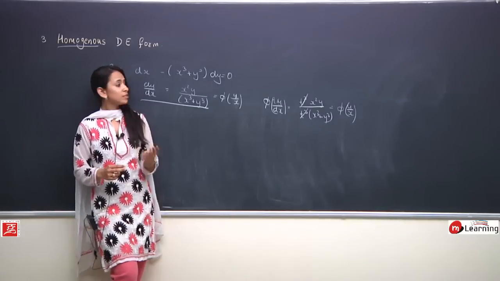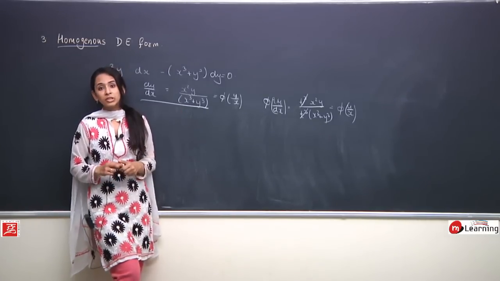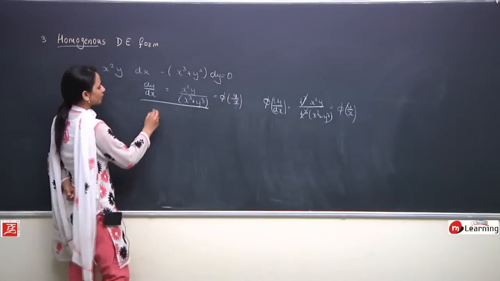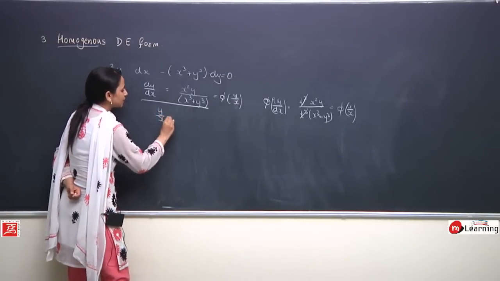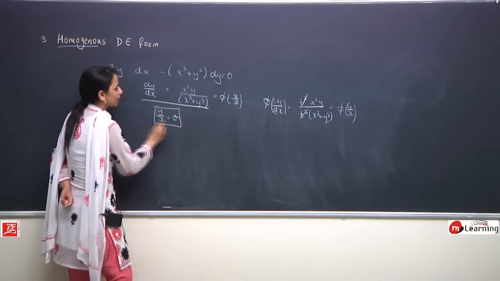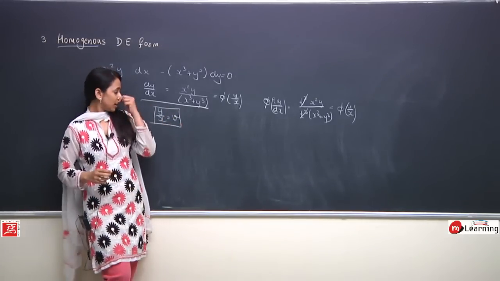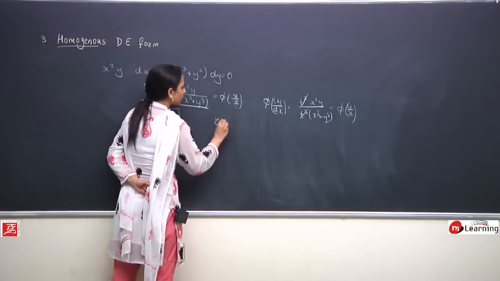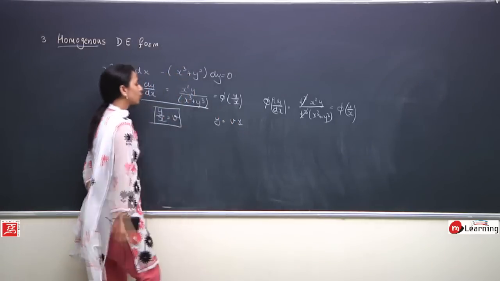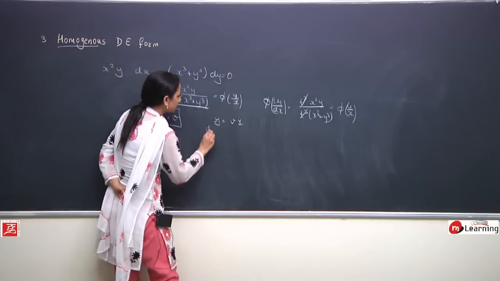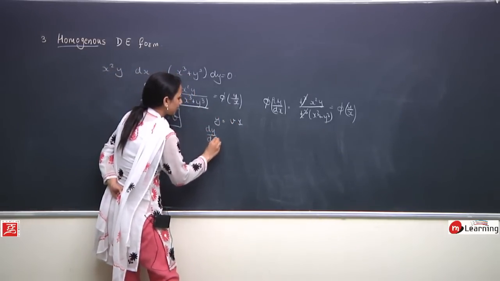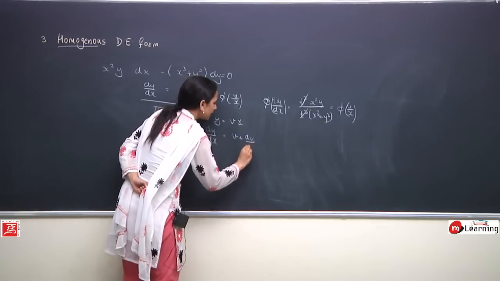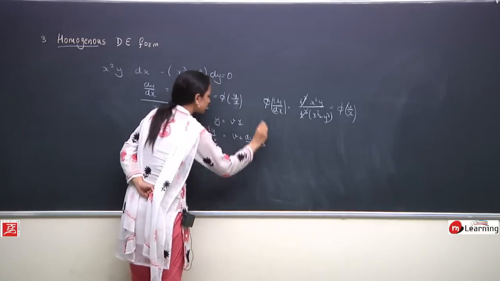Now the second step is to solve this question. Now what is the standard way of solving a homogeneous differential equation? Standard way is we have to substitute y by x is equals to v. This is the way to solve this question. So let us say y by x equals to v or y is equals to vx. So what do we get? We get dy by dx is equals to v plus dv by dx into x.